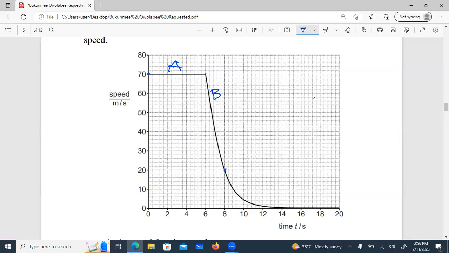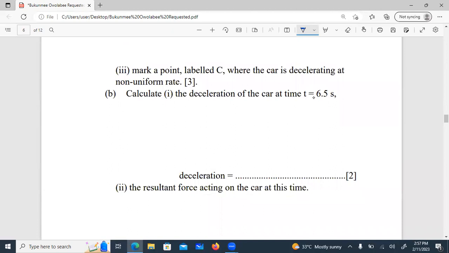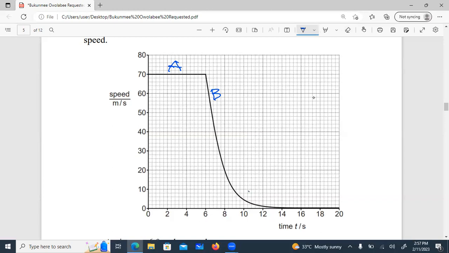But wherever you have straight lines, we cannot determine whether this part is completely straight or not. But from this point here up to this place, you can see that we have a perfectly straight line. So deceleration is uniform within that region. So we mark the region where you have uniform deceleration, and we also mark the points where you have uniform speed, or zero acceleration or zero deceleration. That's what I mean by uniform speed. So mark a point labeled C where the car is decelerating at a non-uniform rate. When do you have a non-uniform deceleration? This curve here. Whenever you have this curve, you know that your deceleration is non-uniform. So you can mark it C.